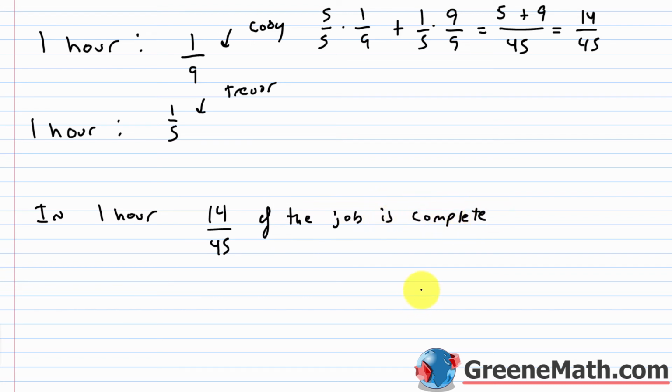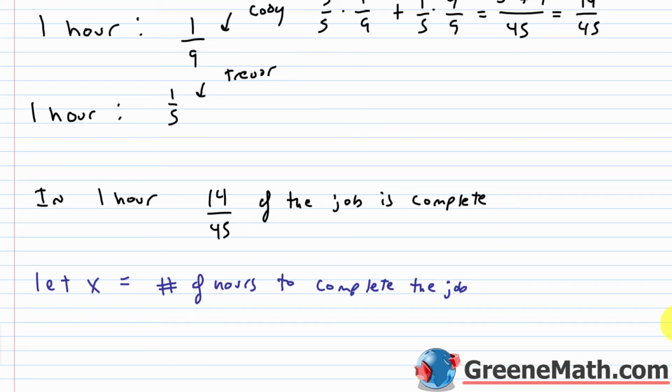Now, if we want to see how long it would take to actually complete the job, we could let a variable like x be equal to the number of hours to complete the job. And if you wanted to be more specific on this, I just wanted to kind of shorten it, you could say the number of hours to complete the job if they're working together. So what would I do once I have this set up?